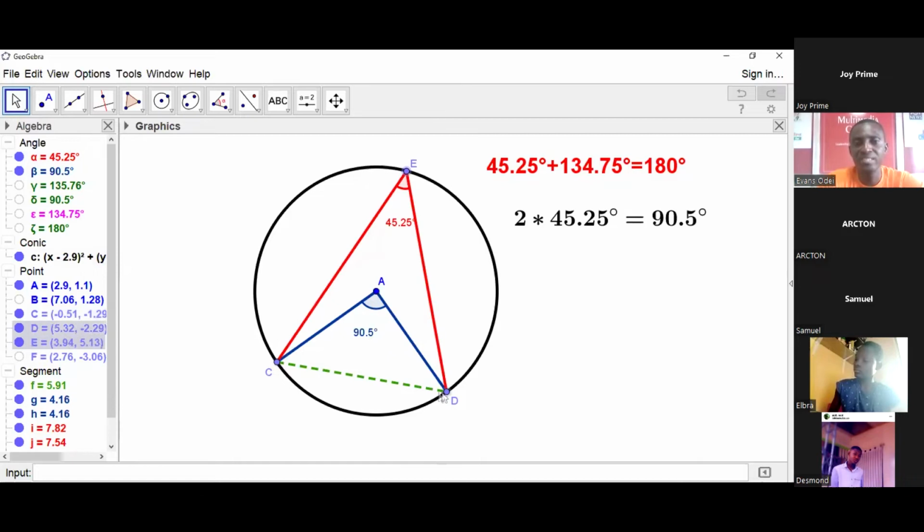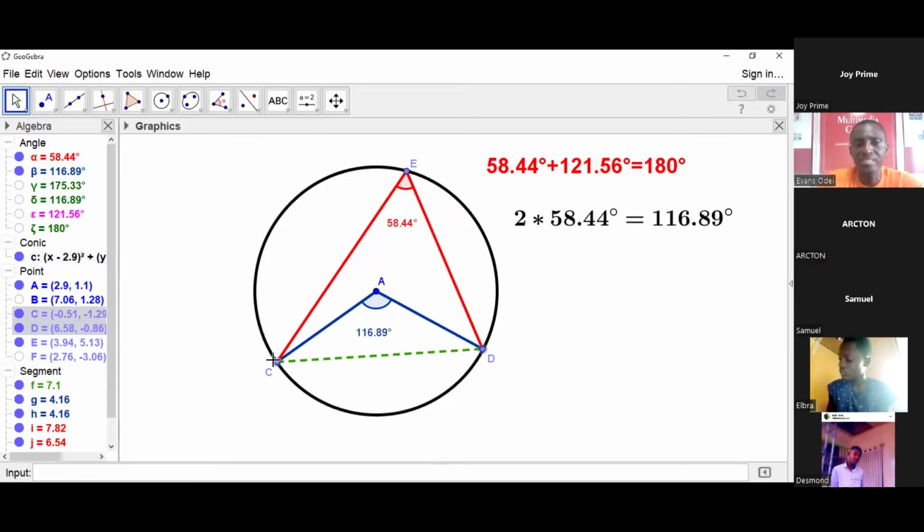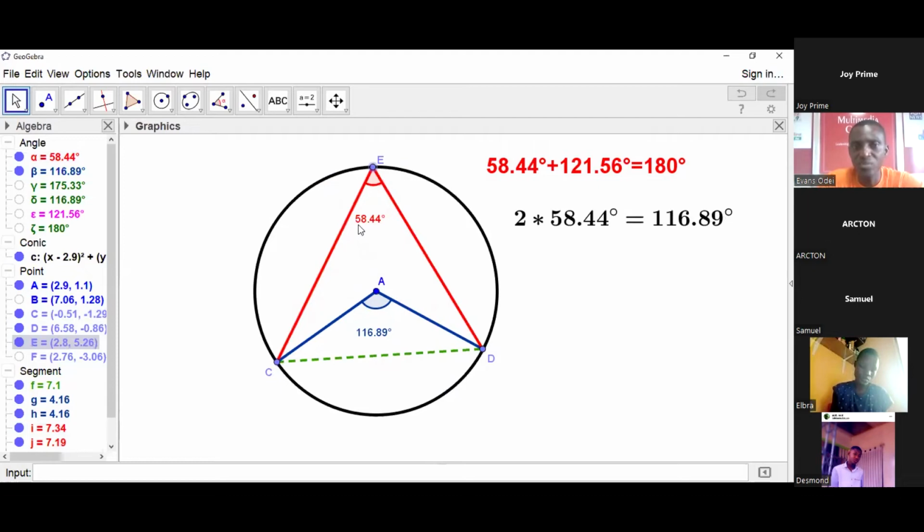So here we can see a circle, and we can see our chord CD. Now, on this chord CD, we see an angle A at the center, which is 116.89 degrees. Now, at the same ends of the chord CD, we see an angle subtended at the circumference at the point E, which is 58.44. Can you see that? Good. Now, I want you to, with your calculator, multiply 58.44 by 2 and see whether your result will be the same as 116.89. You realize that approximately you get the same answer as 116.89.